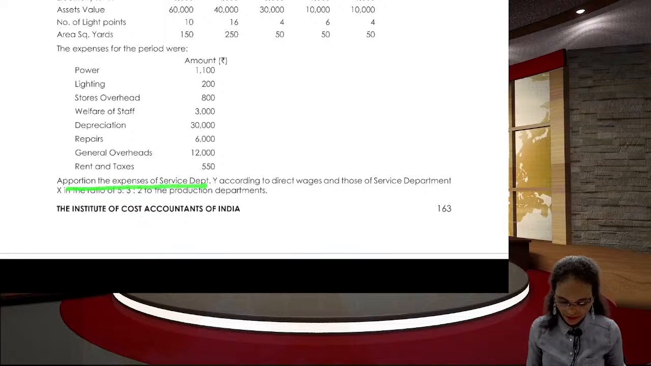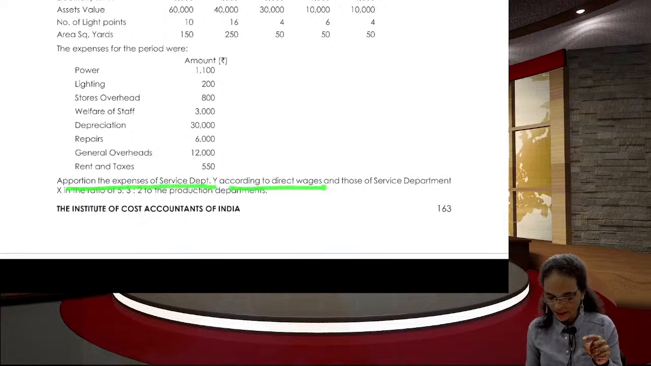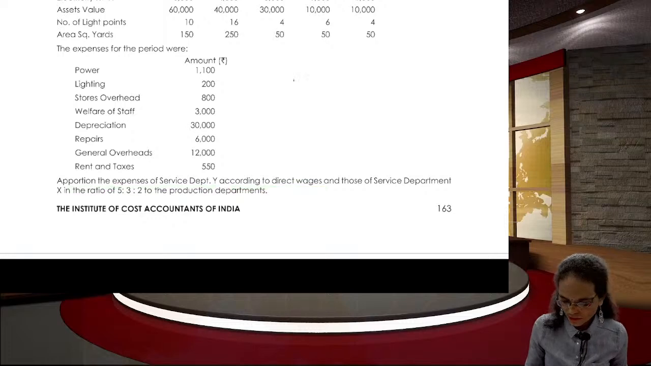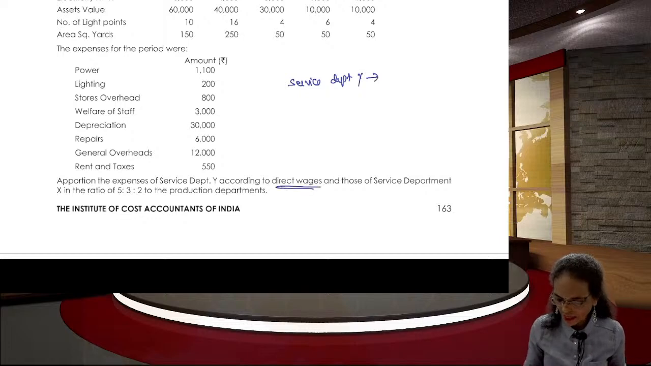Apportion the expenses of service department Y according to the direct wages.